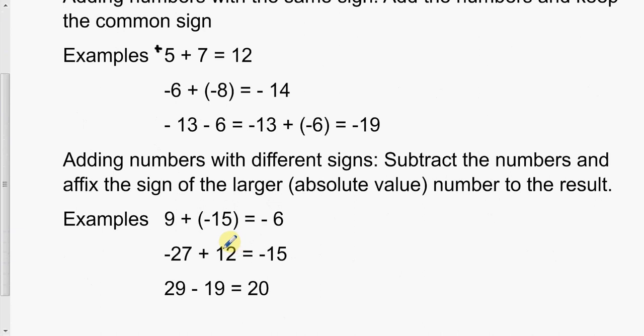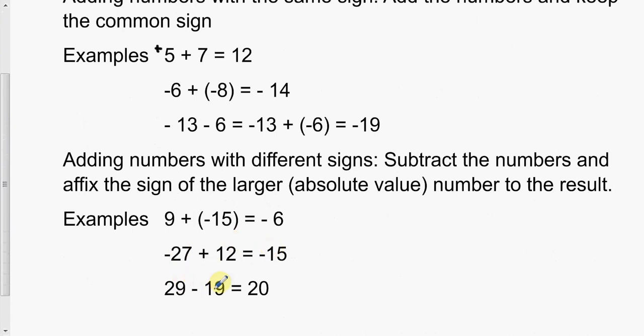-27 plus 12, two numbers are different. They have different signs, so I subtract. When I subtract 12 from 27, that leaves me with the 15. But 27 has a larger absolute value than 12. So 27's sign is negative, so the answer is -15.